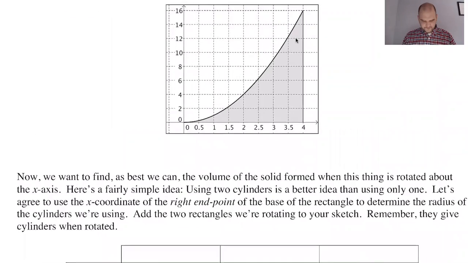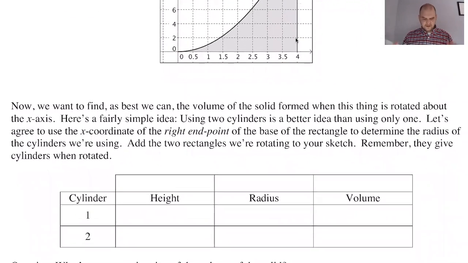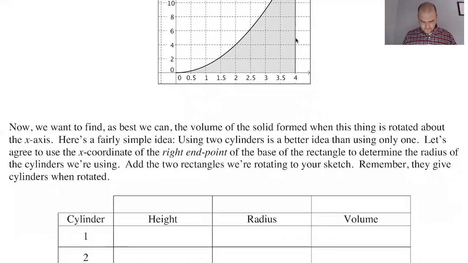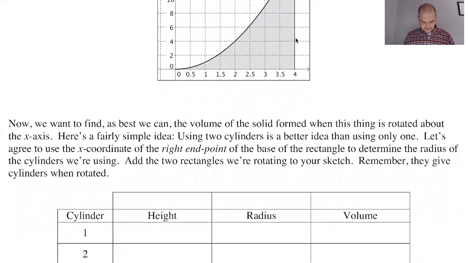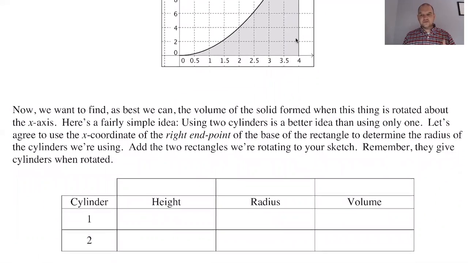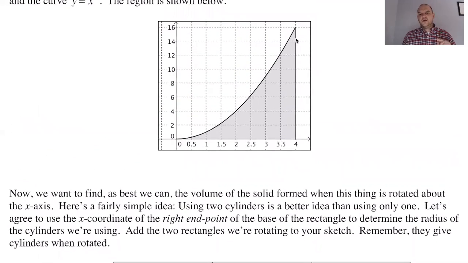So what we want to do is find an approximation of the volume of the solid formed when this thing is rotated. We kind of almost looked at what this looks like in the last video. It's going to look kind of like a horn, maybe? I don't know, something. So first, let's use two cylinders to do this.